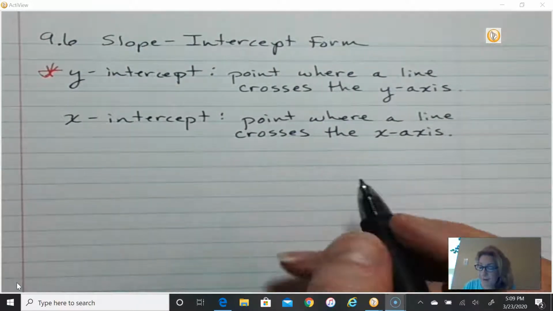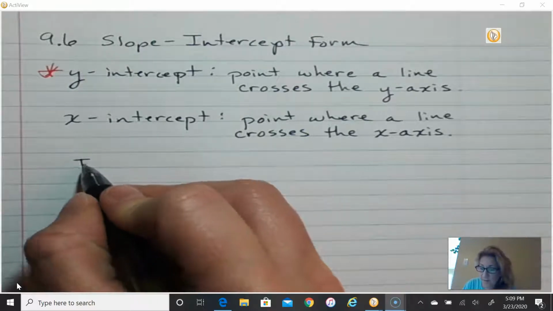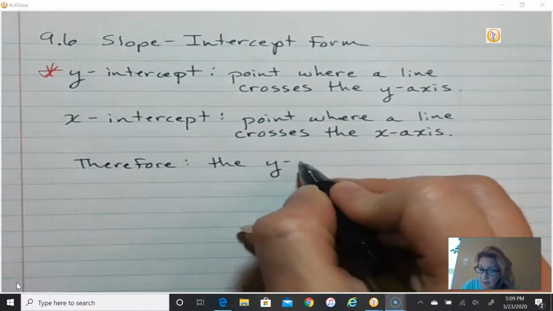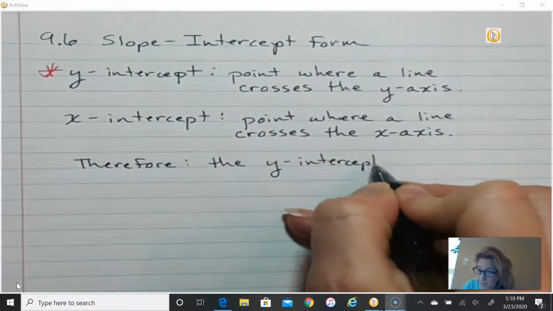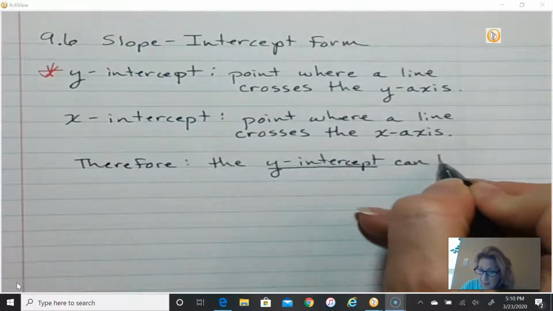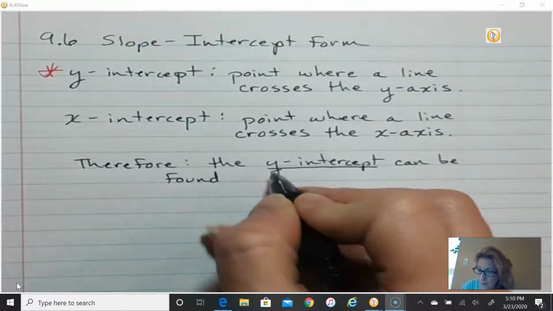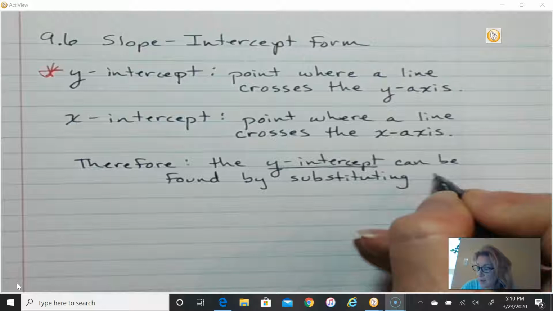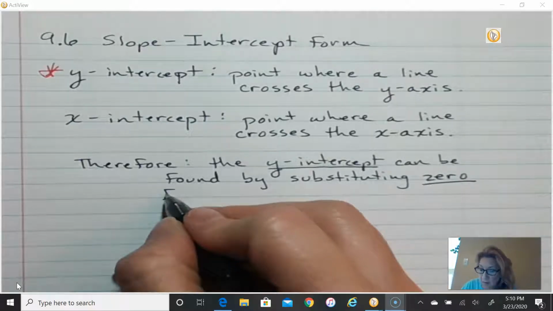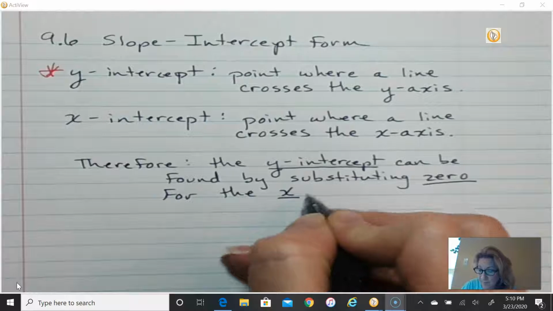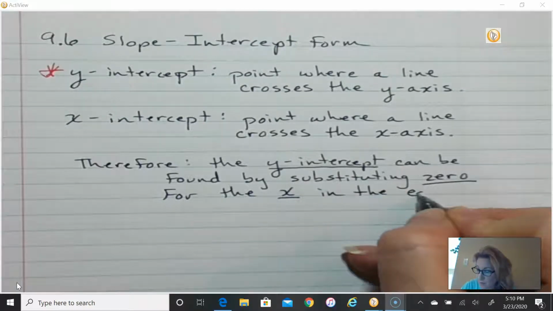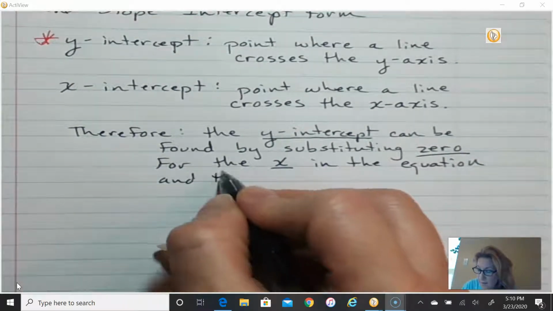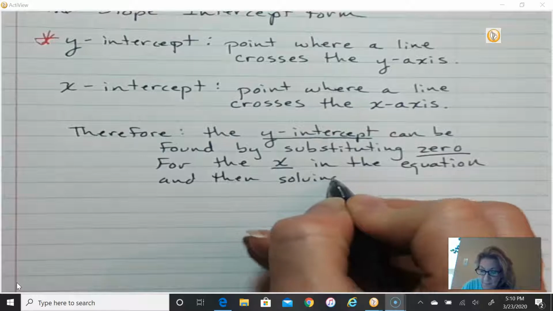All right, to be able to find these, therefore, the y-intercept can be found by substituting 0 for the x in the equation, and then solving for y.